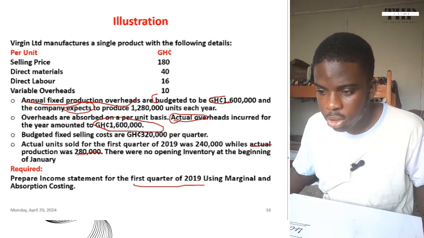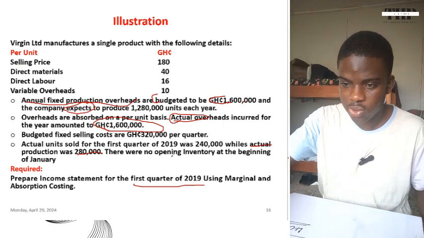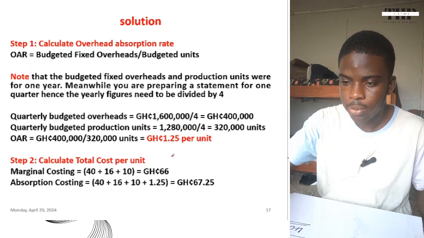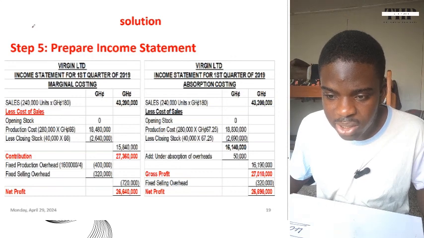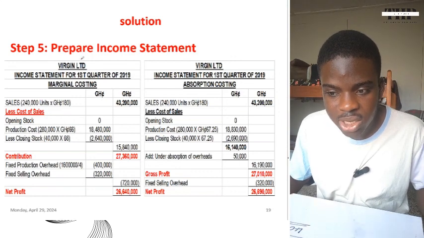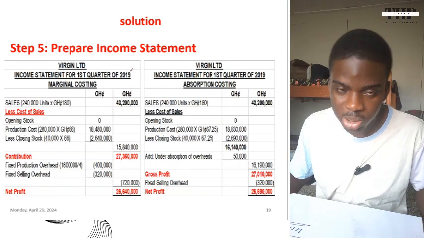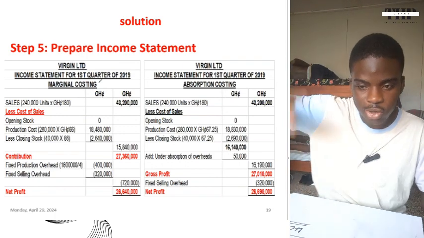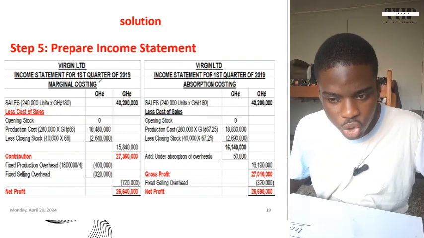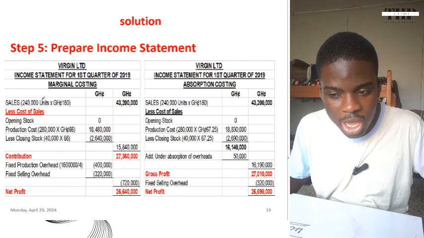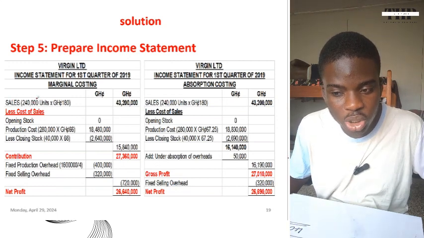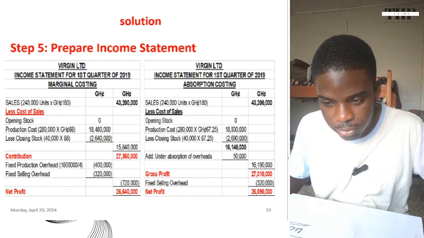Very well. So let me explain a few things. This is the calculation. Now this is the income statement. Everything has been done now. So here I have Virgin Limited income statement for the first quarter of 2019. This is the one for marginal costing profit. So you get your sales, that's the units sold times the selling price per unit. That gives you this figure right here.